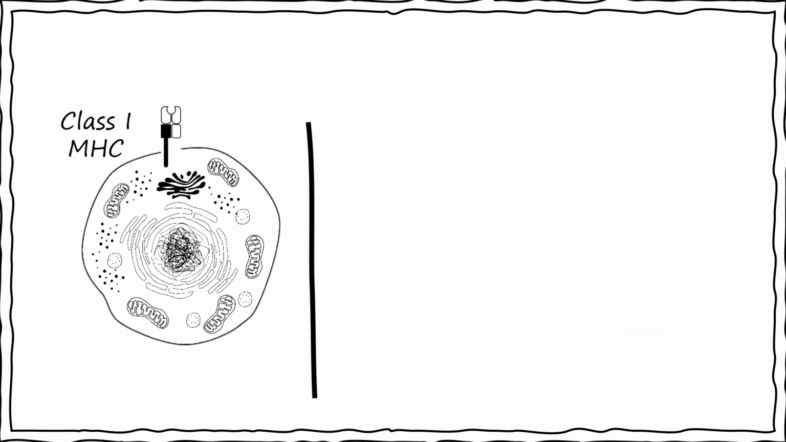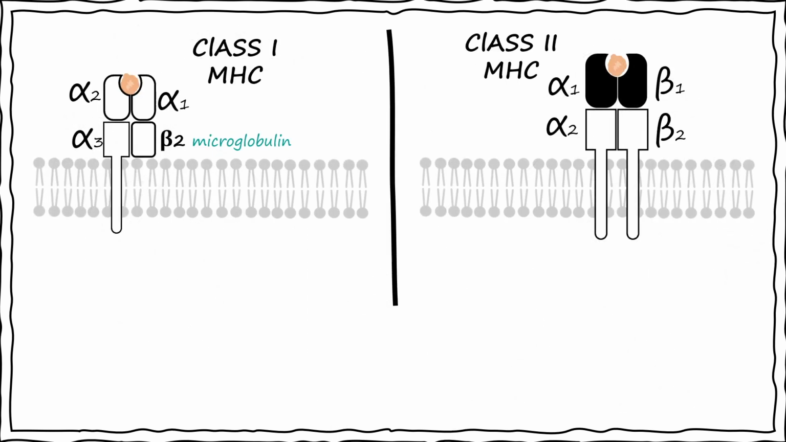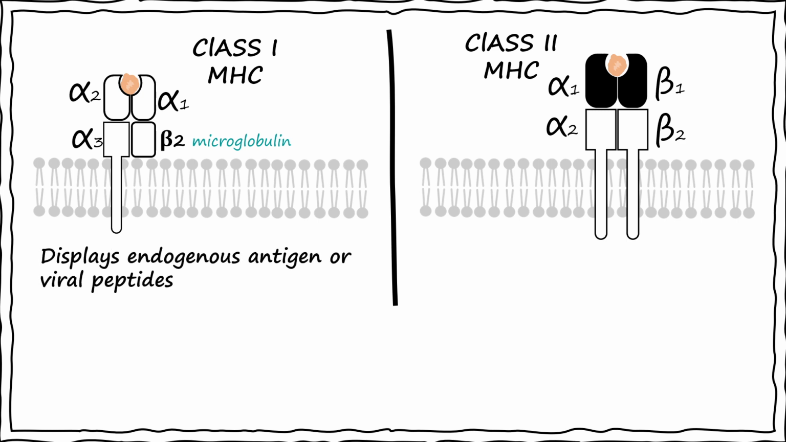So class 1 MHC is present in any nucleated cell, whereas class 2 MHC is present in antigen presenting cells such as dendritic cells, B cells, and basically macrophages. Class 1 MHC has a different chain organization. It has an alpha chain which is subsegregated into alpha 1, alpha 2 and alpha 3 subunits, and there is a beta 2 microglobulin which is produced by a completely different portion. And this class 1 MHC displays endogenous antigen or sometimes viral peptides or tumor antigens. We'll discuss that in detail.